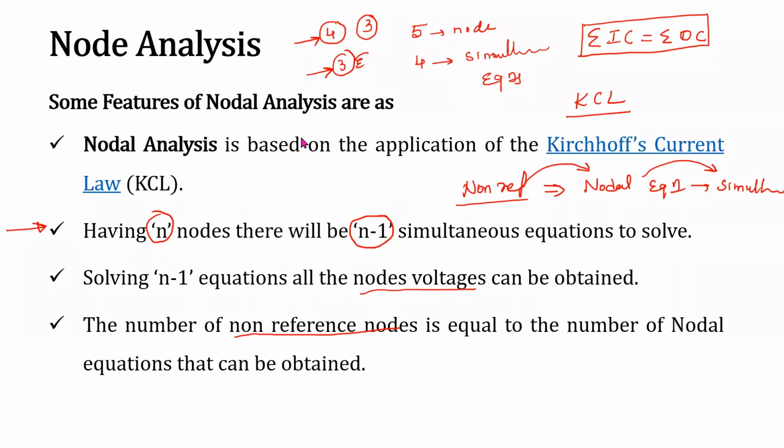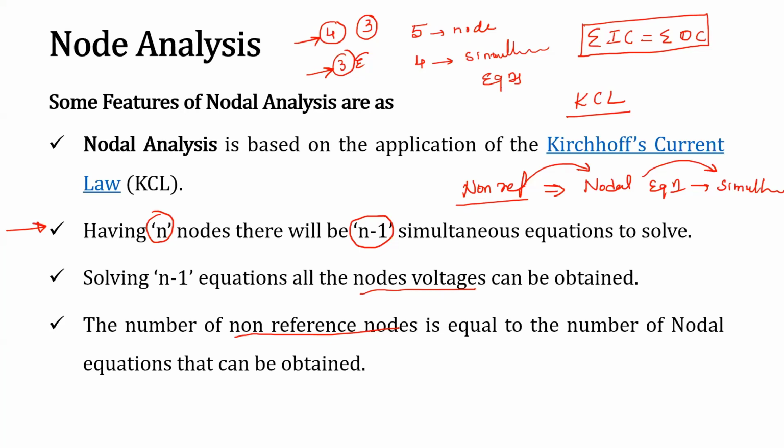So I conclude here. Node analysis is a procedure. It gives a procedure for solving circuits. The key point is node voltage as a variable. KCL is used. If there are n nodes, there will be n minus 1 simultaneous equations. The number of simultaneous equations equals the number of non-reference nodes. These are the conclusions till now.